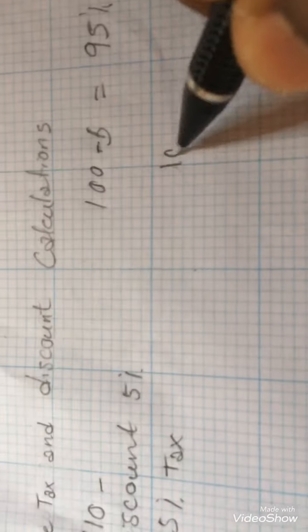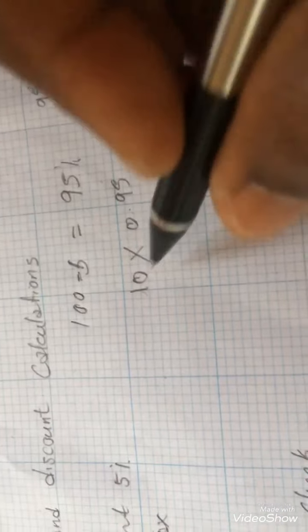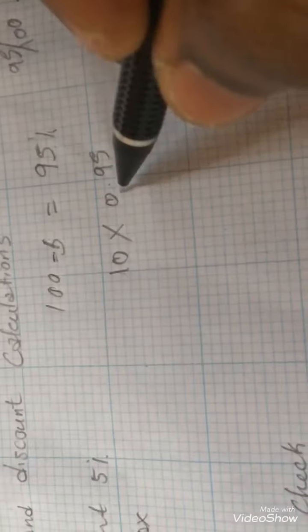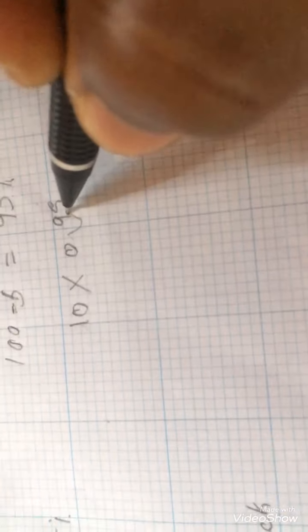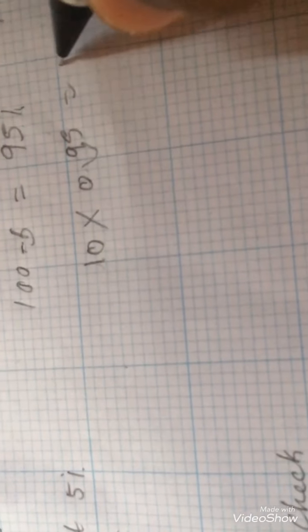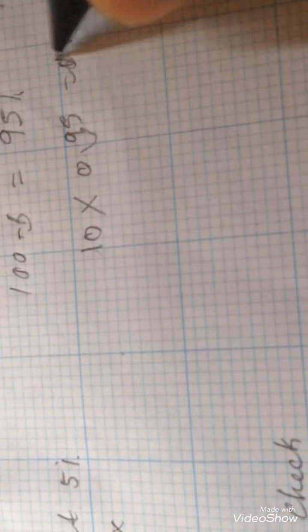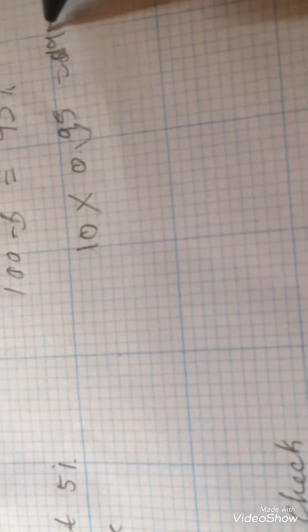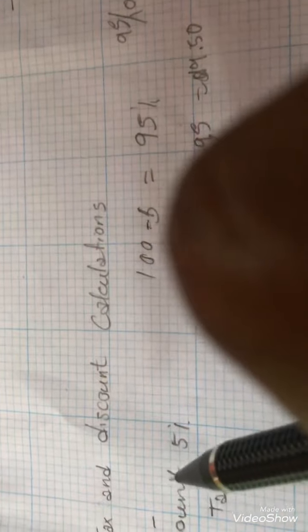So we're gonna multiply 10 by 0.95. When we multiply by tens, all we have to do is move our decimal point, and our answer is $9.50, right? That is how much we are paying after the discount.